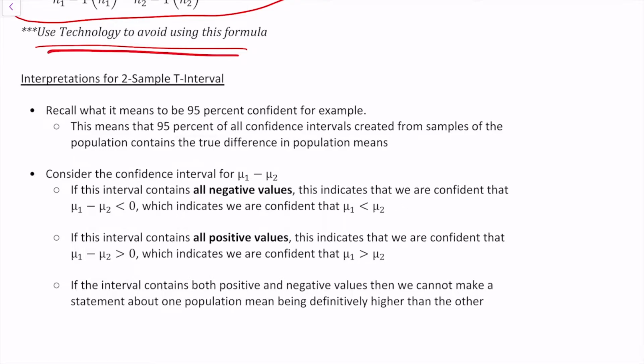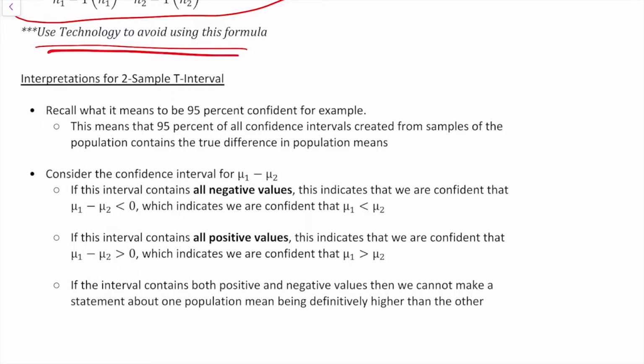All right, let's see here. I got a little typo here, but let's get into interpretations for the two-sample t interval. Let's start off with what it means to be 95% confident. We know from previous confidence intervals that 95% confidence means that in 95% of all confidence intervals created from samples of the population, those intervals will contain the true difference between the population means. So we're saying that this method is correct 95% of the time.